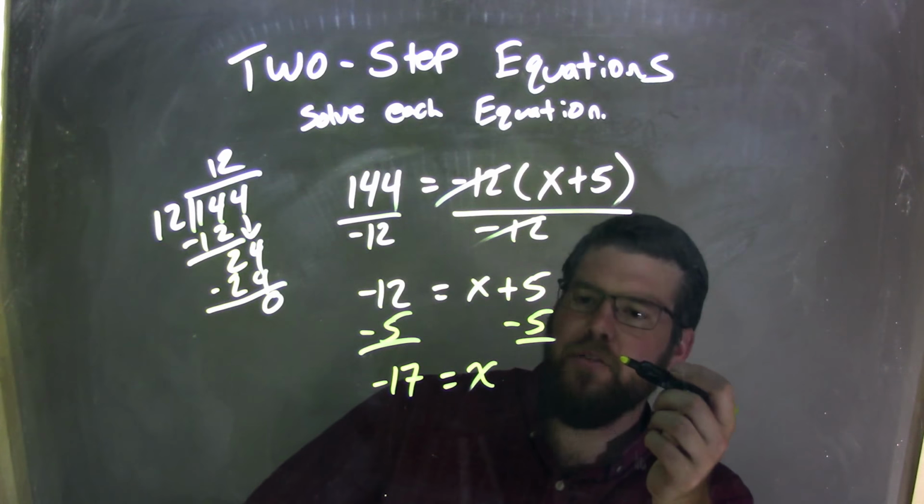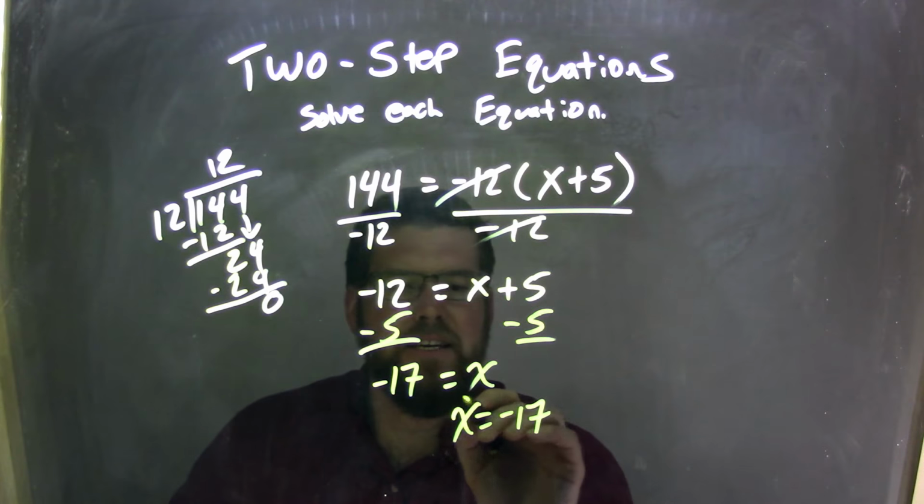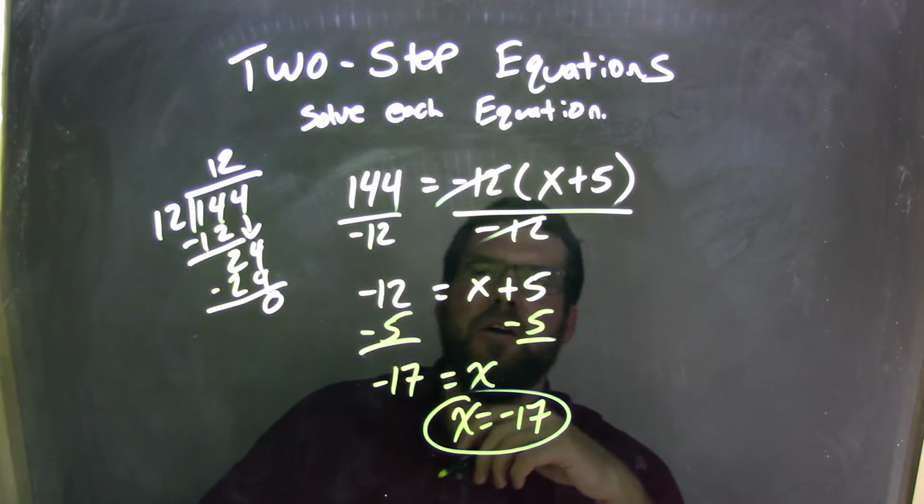Now, let's write this a little nicer here. That x first, and so we have x equals a negative 17. That's my final answer. So let's recap.